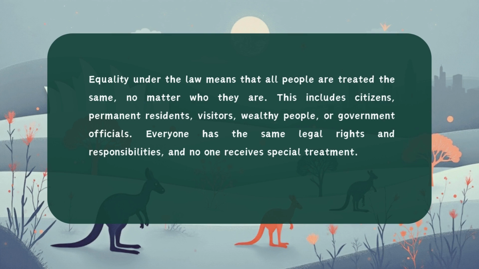Equality under the law means that all people are treated the same, no matter who they are. This includes citizens, permanent residents, visitors, wealthy people, or government officials. Everyone has the same legal rights and responsibilities, and no one receives special treatment.